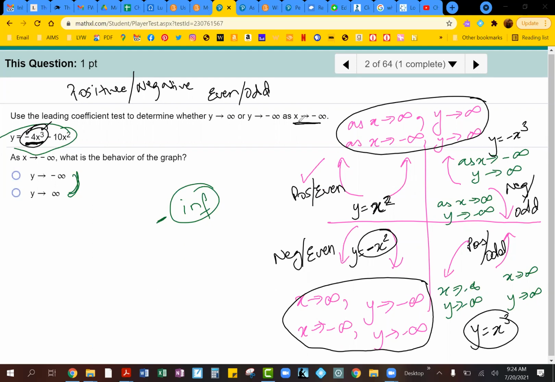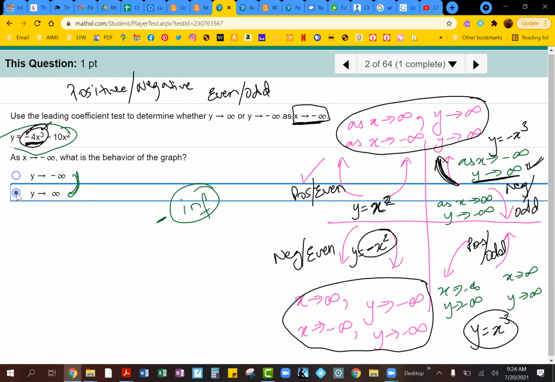So yeah, very nice. As x goes to negative infinity, your y is going to positive infinity, because that's this arm of your graph that we are looking at. So this guy is going to be positive infinity. And when in doubt, honestly, you guys can use a graphing calculator, because the leading coefficient test is basically wanting to know what the arms of your graph are going to do.